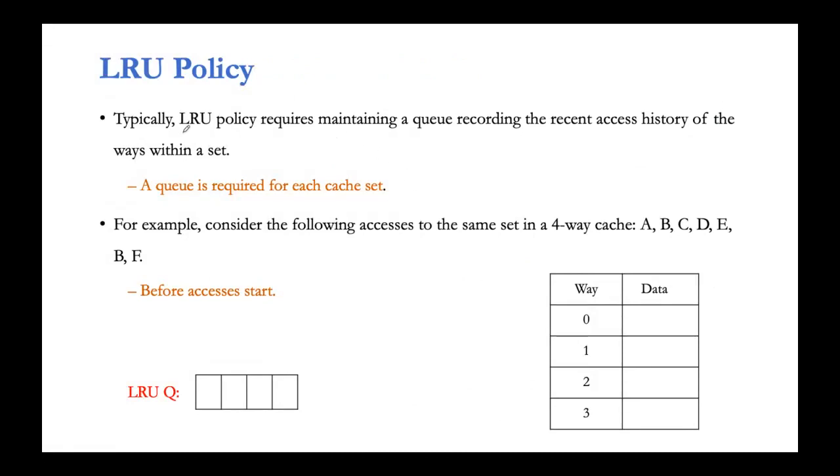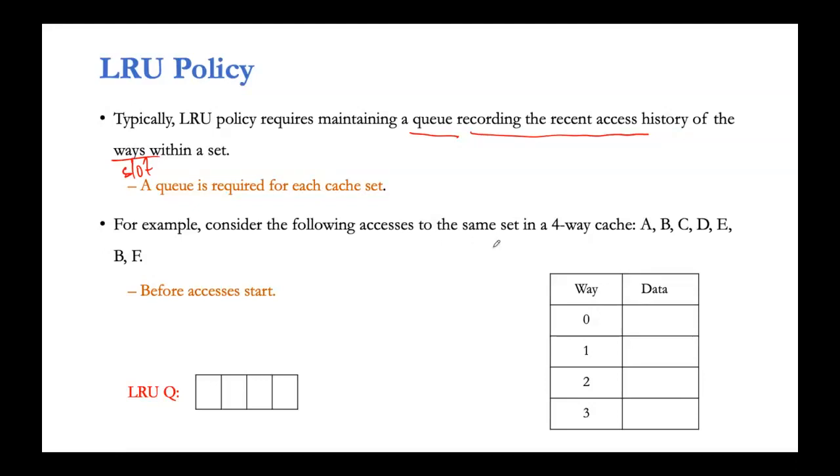Typically, the LRU policy requires an additional memory unit, which we call a queue. So this LRU policy requires maintaining a queue that is recording the recent access history of the way or the slot within a set.